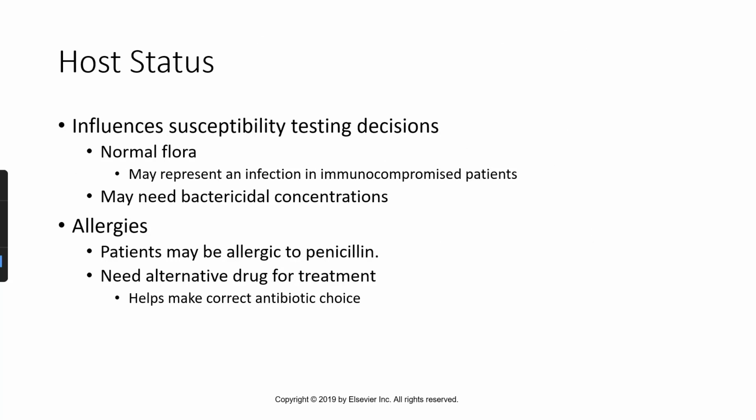The host status influences susceptibility testing decisions. Normal flora may represent an infection in immunocompromised patients. So we need to know if the patient's immunocompromised, because the things that would make a normal, healthy individual just fine may actually cause infection in someone that's immunocompromised, and may need bactericidal concentrations. Allergies: patients may be allergic to penicillin, need an alternative drug for treatment, and this helps make the correct antibiotic choice.